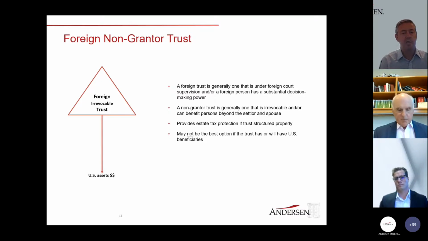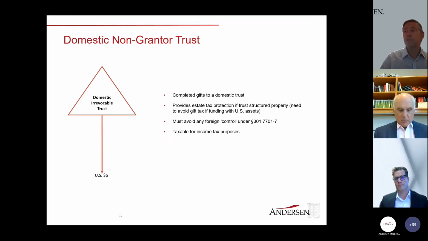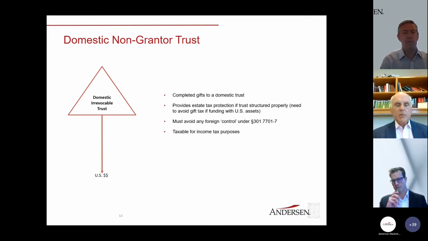These are things that need to be looked at carefully to make sure that a trust really is a blocker from an estate tax point of view, and the US isn't going to simply say, that's fine, you put your assets in a trust, but technically you still own them for estate tax purposes. So we put in here domestic non-grantor trust. There are situations where this may be applicable.